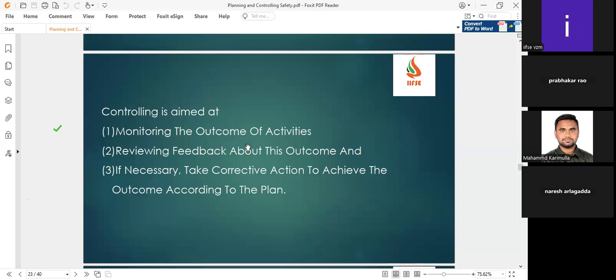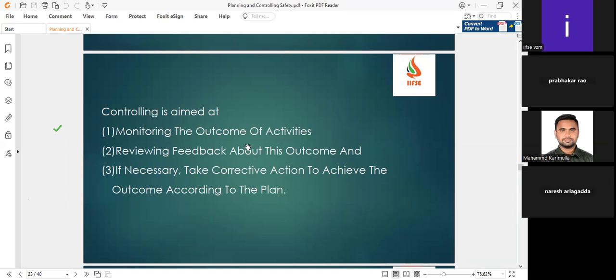monitoring the outcome. Controlling is aimed at monitoring the outcome of activities. That means whether the specification is reaching our expectations or not, we have to see. Reviewing the feedback about this outcome. That means when the 50 tons is okay, already achieved, and quality control has also passed that 50 tons, next time, when you proceed with the second batch, review the feedback. In the first batch, what you prepared, the 50 tons, is there any anomaly when compared to planning for safety and controlling for safety? We have to see that, planning for safety and controlling for safety.